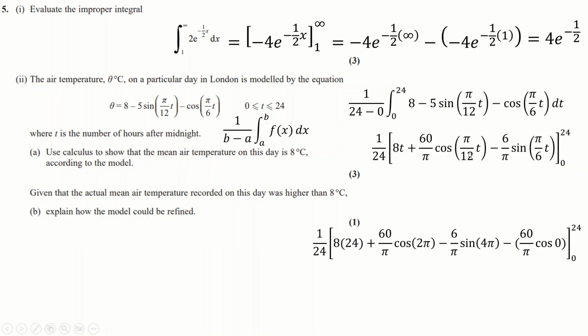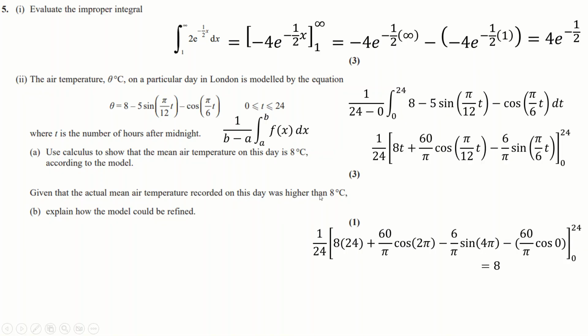When you substitute in 24, it's also quite nice because you get 2 pi here, and you also get 4 pi here. Cos of 2 pi is just 1. Sine of 4 pi is 0, so that goes away as well. And we end up with this cancelling with this, because those are both 1s there. And we just have 8 times 24 over 24, which is just 8. So yeah, quite cool. That just makes 8.